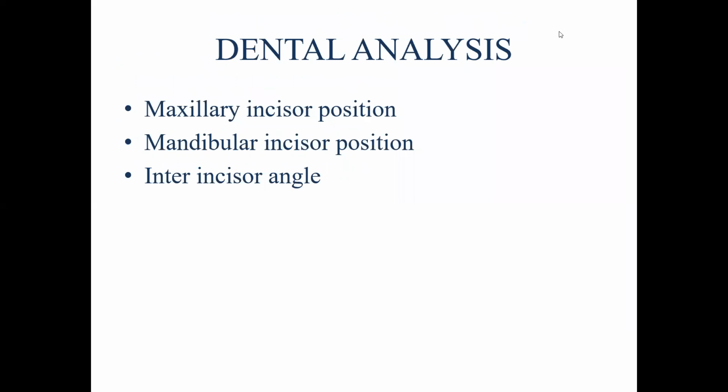So in the dental analysis, the dental parameters in Steiner's analysis are the maxillary incisor position, which has an angular value and a millimeter or anterior posterior value. That is the angle formed between the long axis of the maxillary incisors and the nasion point A line, and the mandibular incisor position, that is the angle formed between the long axis of the mandibular incisor and the nasion point B line. Then the interincisal angle, that is the angle formed between the long axis of the maxillary and the mandibular incisor. All of this shows whether the maxillary and mandibular incisors are proclined or retroclined.